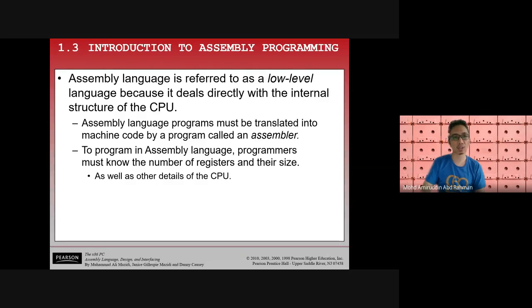To program in the assembly language, the programmers must know the number of registers and their size. The programmer needs to know how many registers are inside the microprocessor, and the size, is it 16-bit or 8-bit, as well as other details inside the CPU, such as the memory and the devices that are connected.